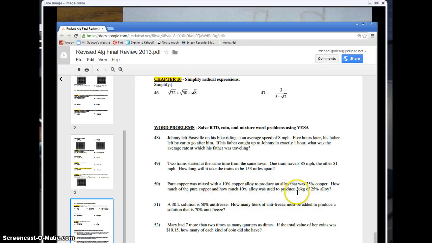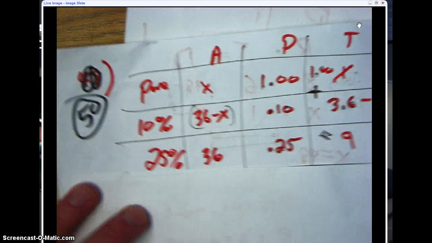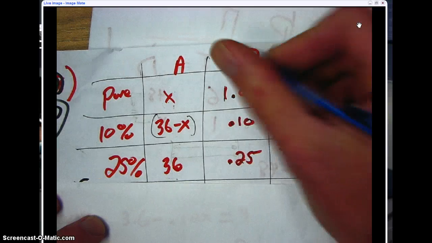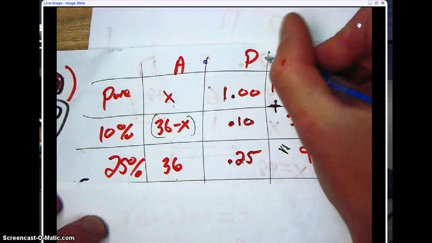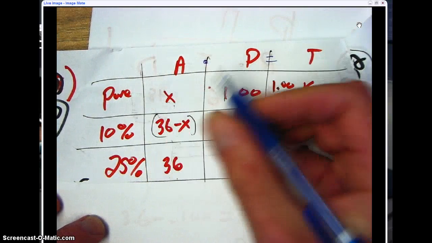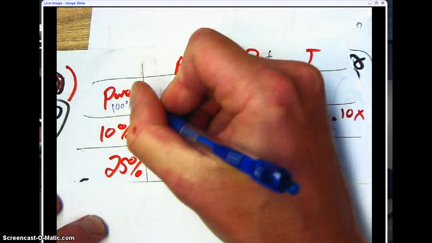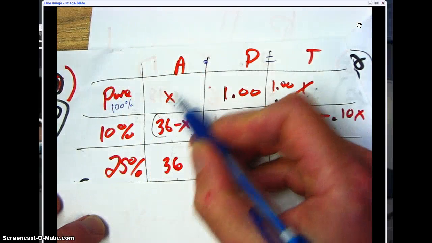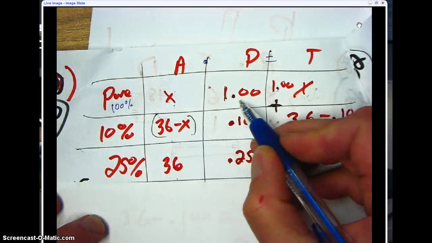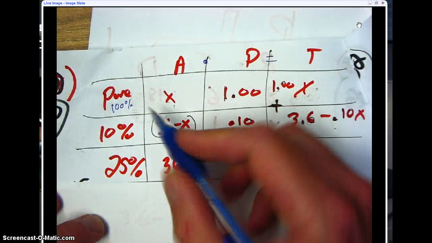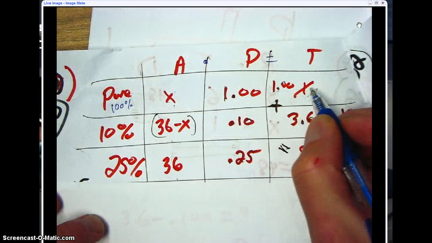And they're giving us a quantity here of 36 kilograms of the new mixture. So let me show you what that looks like. Okay, APT, amount times the percent equals the total. So pure, that's the 100% stuff. How much pure means we're going to have an amount of X. The percent is 100, which is a decimal of 1.00. You multiply those together, you get 1.00X.